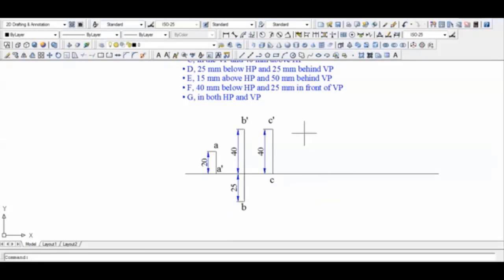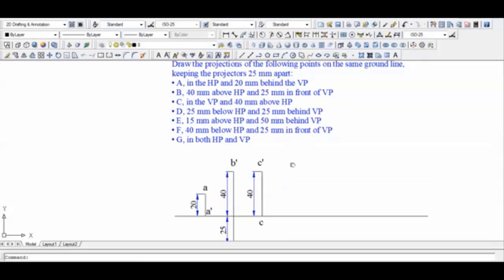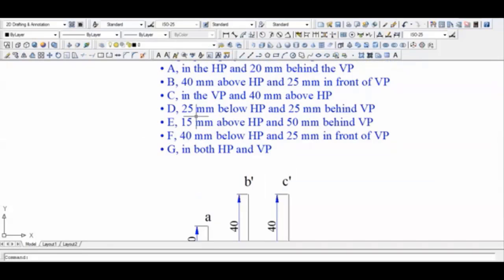Well, that's it, guys. Now coming over to point D, you can see this point D is 25 mm below HP. Now below HP there are two quadrants. Either it could be quadrant number 3, or it could be quadrant number 4. Let us see whether the point is in front or behind. If it's in front, then we would say that it's fourth quadrant, and if it's behind, then we would say it's third quadrant. Let us see. 25 mm behind VP. So the case is pretty clear.